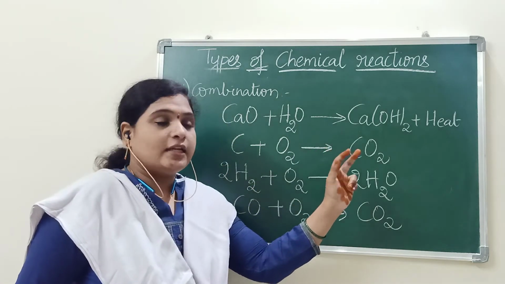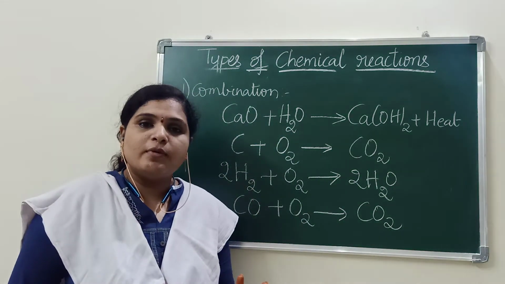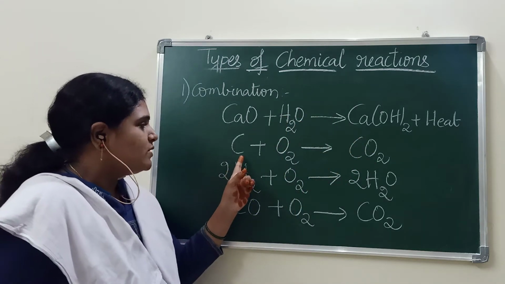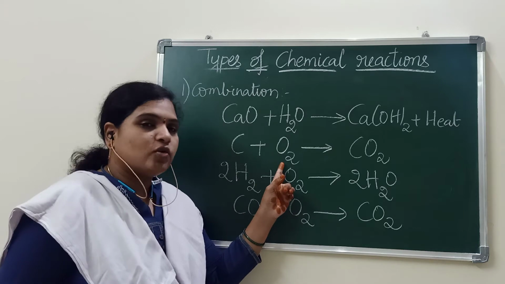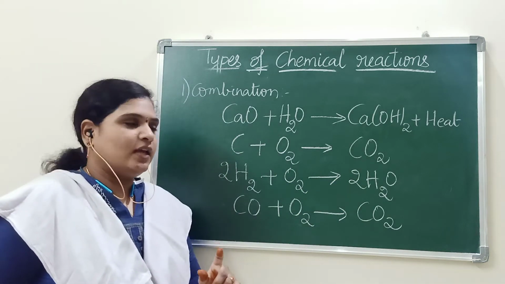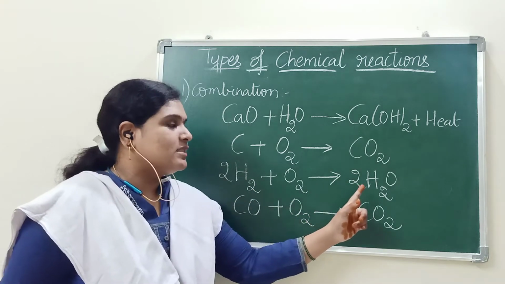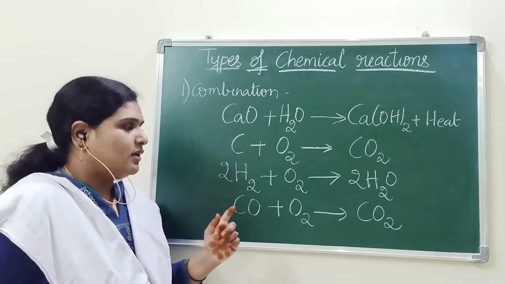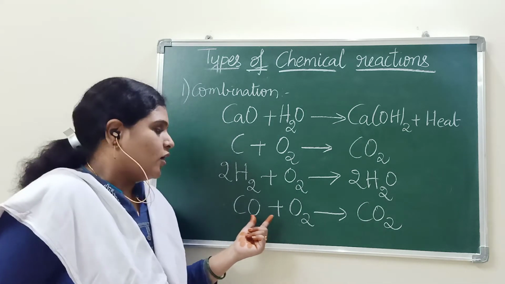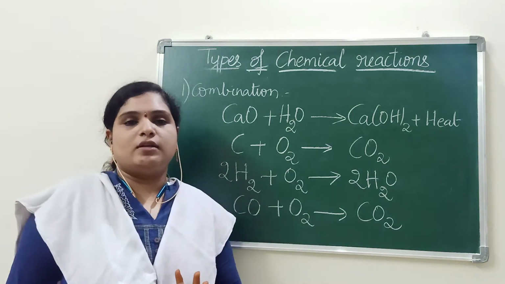Compound combination giving a single product. Okay, here observe, this is element combination giving a single product. Here also element combination is giving a single product. See, here a compound and an element is giving a compound single product.